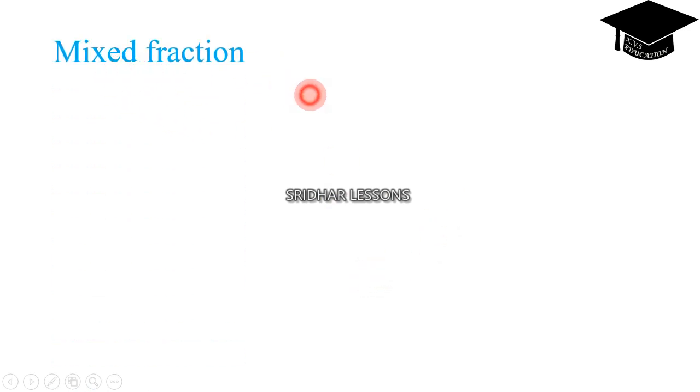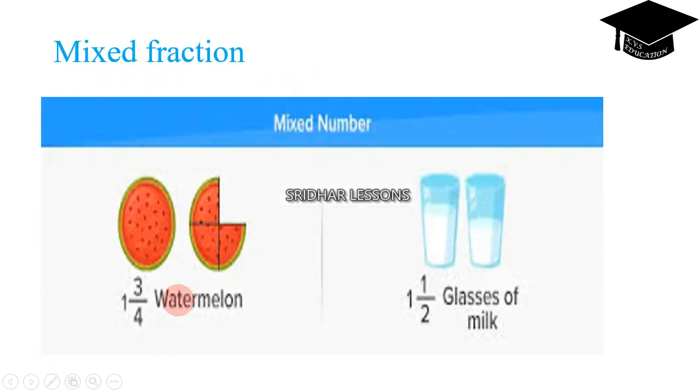Mixed fraction. You can observe this watermelon. This is 1 3 by 4. This part I am speaking about. And this has 1.5. The glasses of milk. This has totally 1.5 glasses of milk. This is called a mixed fraction.